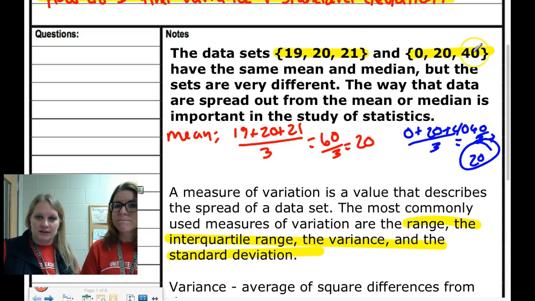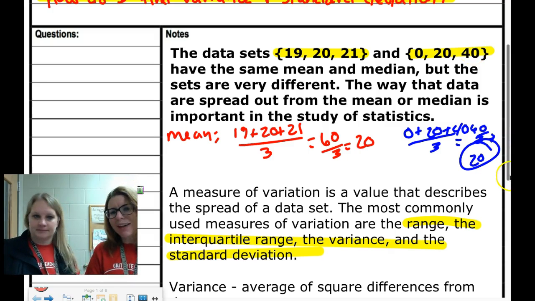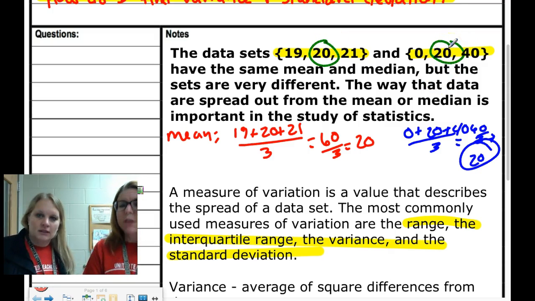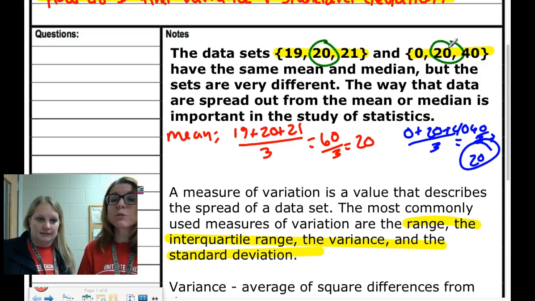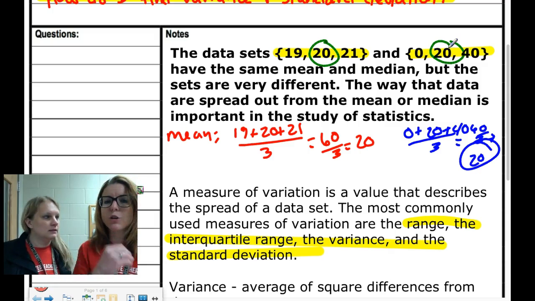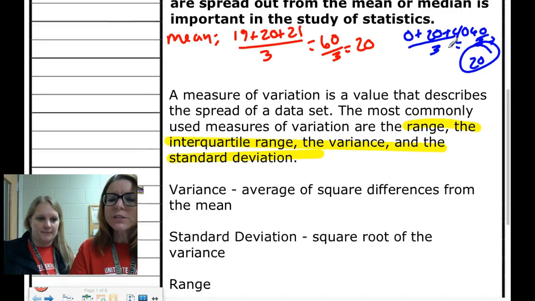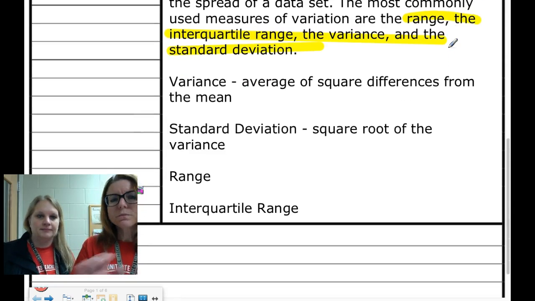That makes sense, 19 plus 21 is 40. Exactly. All right. So the median we can probably just look at. They're both in order. So look, the middle number, 20, 20. So we just proved to you the mean and the median are the same, but the spread, how spread out the data is, is different.